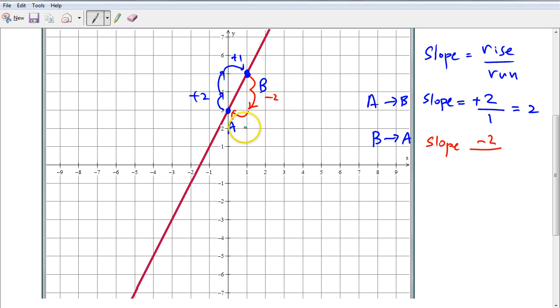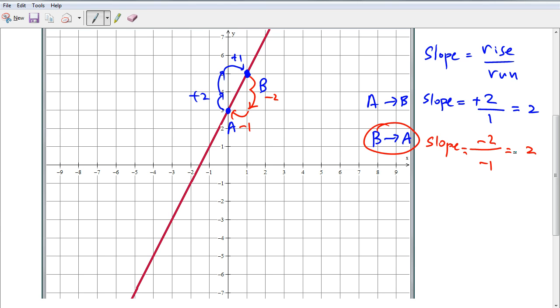What if I go to the left 2? Do you think it's going to be positive 1 or negative 1? Negative 1. So what do I write here? Negative 2 over negative 1, rise over run. So Dia, what's my slope if I go from B to A? It's 2 again. So does it matter if I count from A to B or B to A? No. Slope is 2. It does not change.